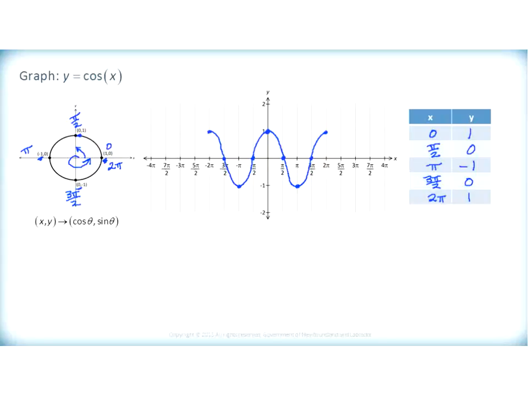So the cosine of -4 pi is 1. The cosine of -7 pi over 2 is 0. The cosine of -3 pi is -1. The cosine of -5 pi over 2 is 0. And this gives us another cycle. Similarly, on the right side, the cosine of a positive 5 pi over 2 is 0. The cosine of 3 pi is -1. The cosine of 7 pi over 2 is 0. And the cosine of 4 pi is +1.